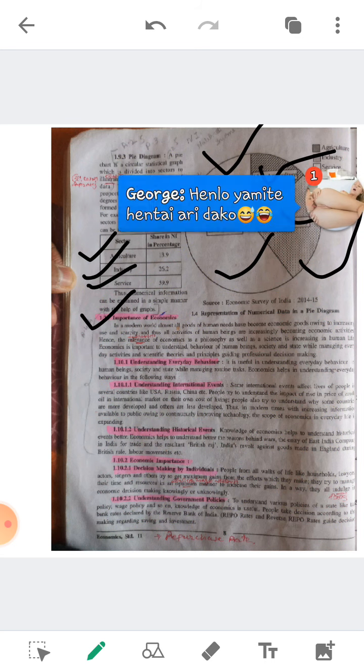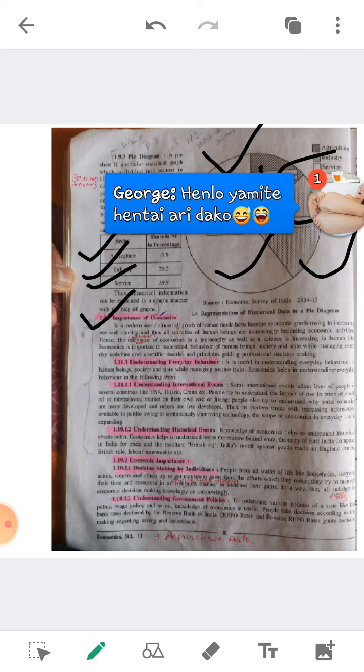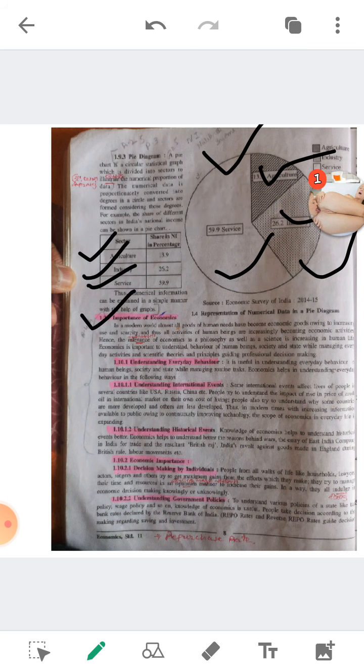Now, the actual importance of economics is that it helps decision making by individuals. People from all walks of life like households, lawyers, actors, singers and others try to get maximum gains from the efforts which they make. They try to manage their time and resources in an optimum manner to increase their gains. In a way, they all indulge in economic decision making knowingly or unknowingly.